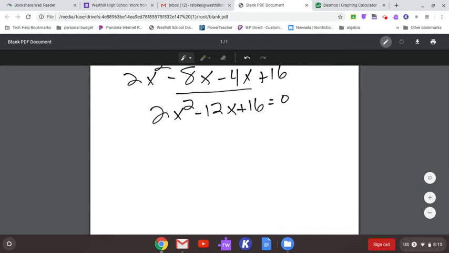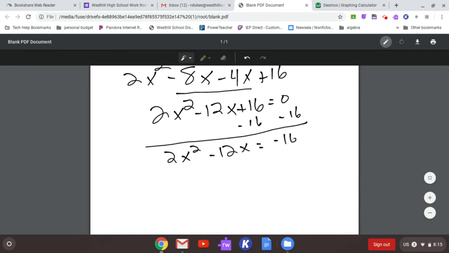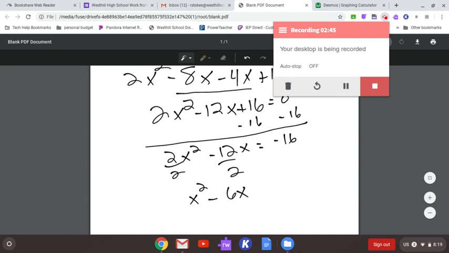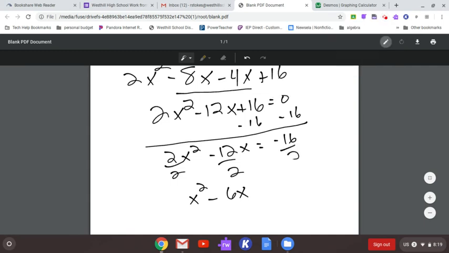Once we get to here, now we're going to start doing the completing the square. One thing we like to do in class, which is a little bit different than on there, is we would subtract 16 from both sides. So you would get your 2x squared minus 12x equals negative 16. Then you can divide by 2, since these are divisible by 2. And you get your x squared minus 6x. If we keep going through here, we're dividing by 2 over here. Then we get equals negative 8.